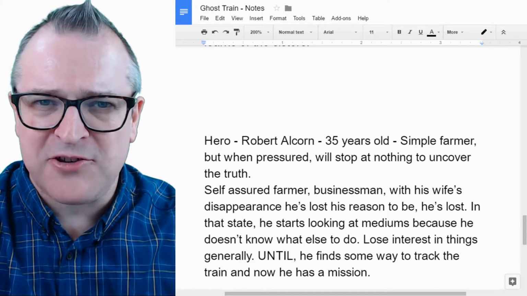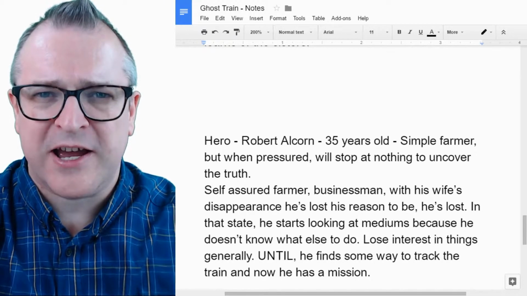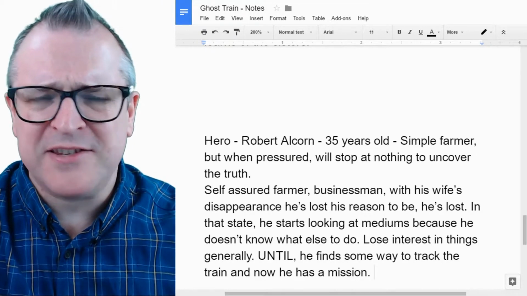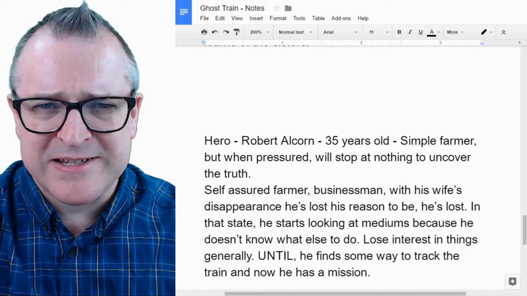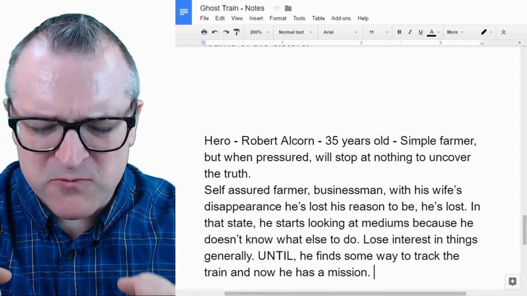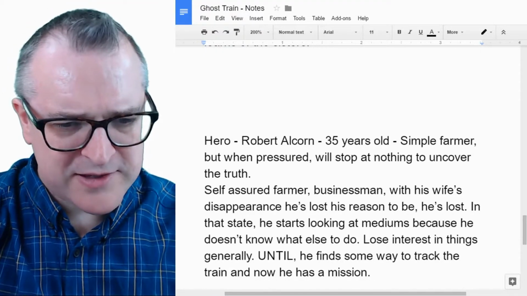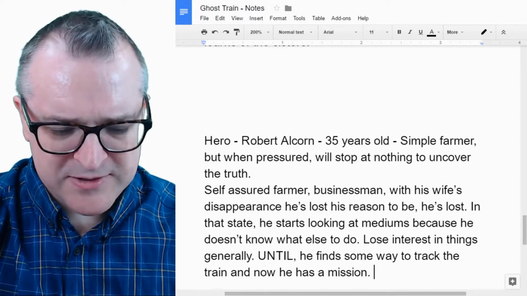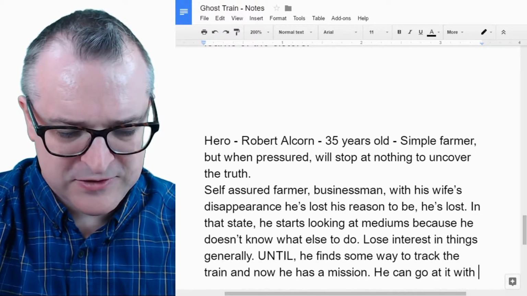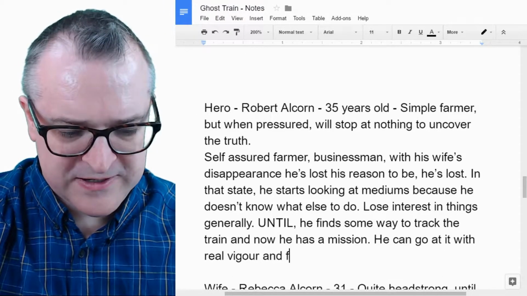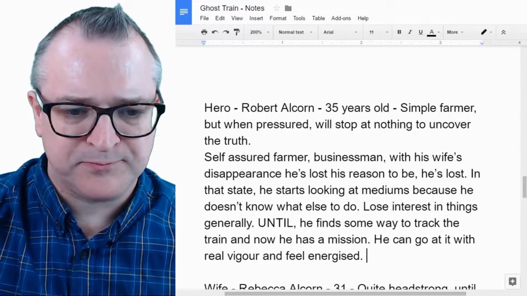And he can put all of his energies, all of those frustrations, all of those angers, into this one task. It's almost like the other things in his life, his farm might start to fail, or his relationships break down, but his life's difficult, but now he can really push on with that one task, and that's going to make him interesting. So once he finds somewhere to track the train, he has a mission. He can go at it with real vigor and feel energized. So we'll see him change over time.